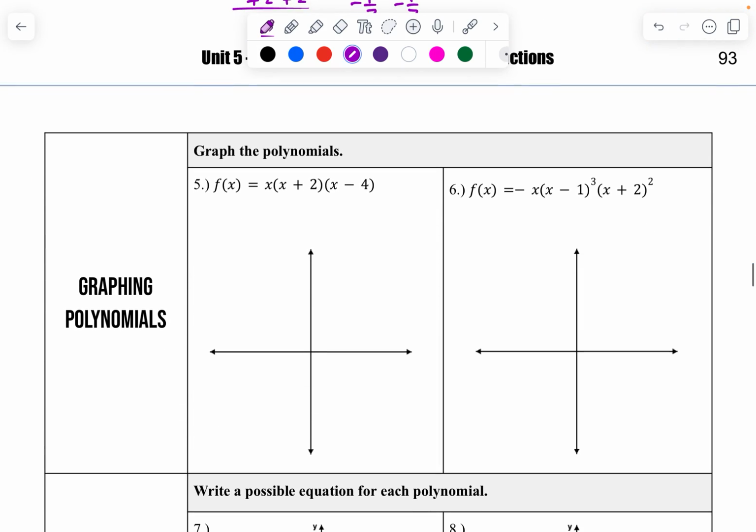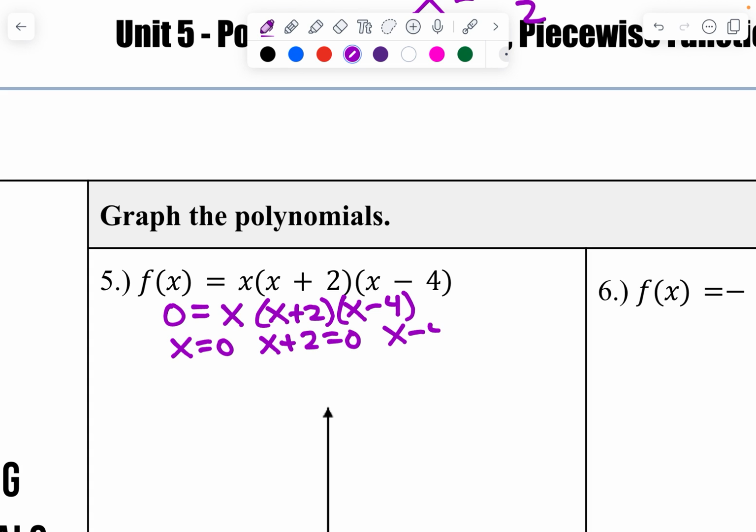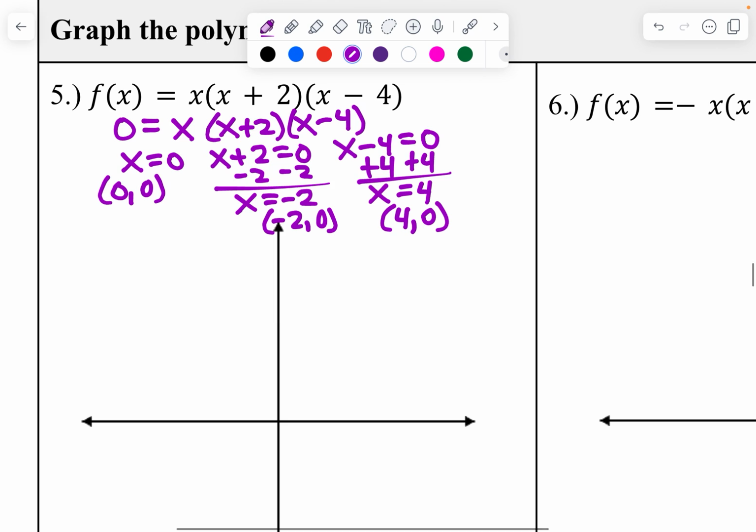All right, so what if we want to graph these polynomials? Well, first we start with those zeros. So replace f of x with 0. And then zero product property, set each of those polynomial factors equal to 0 and solve. So we've got 0, 0 for our first one. Here we'll subtract 2. And see that's -2, 0 for the x-intercept. Here we'll add the 4 over. And see that 4, 0 is our x-intercept. So we're at 0, 0, 4, 0, -2, 0.